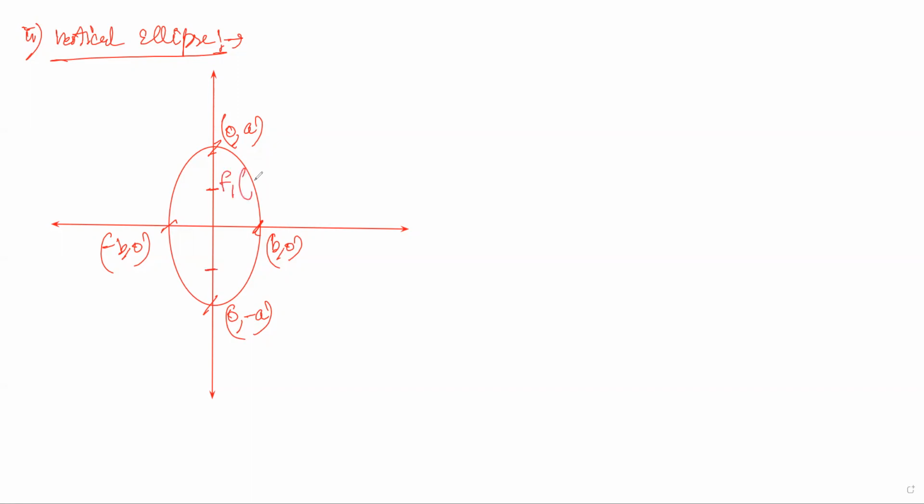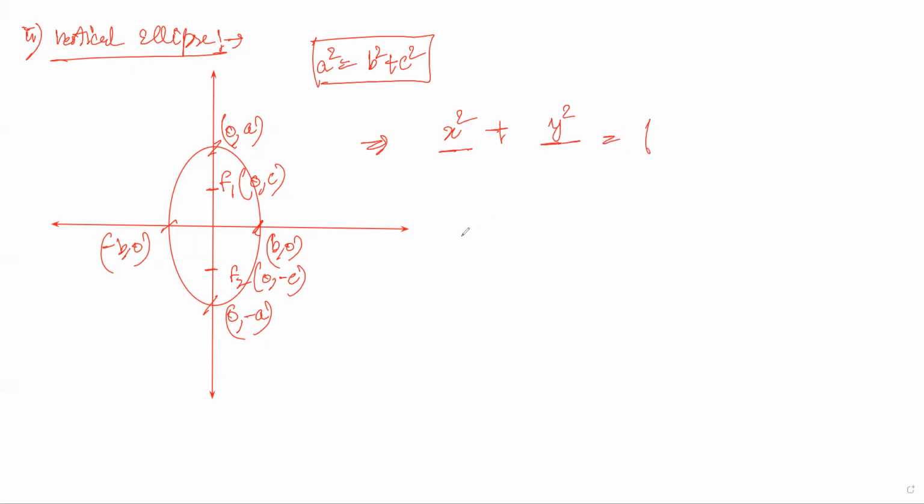So this is your f1, which is 0, c. And this is your f2, which is 0, minus c. इस बार भी सेम ही रिलेशन होल्ड करेगा. a square is equals to b square plus c square. इक्वेशन बनेगी तो सेम. बस आपको ये ध्यान रखना है a किसके नीचे आएगा, b किसके नीचे आएगा. a मेजर एक्सिस है, मेजर के नीचे आएगा. b माइनर एक्सिस है, माइनर के नीचे आएगा. तो a स्क्वायर कहां लिखना है और b स्क्वायर कहां लिखना है बताओ.